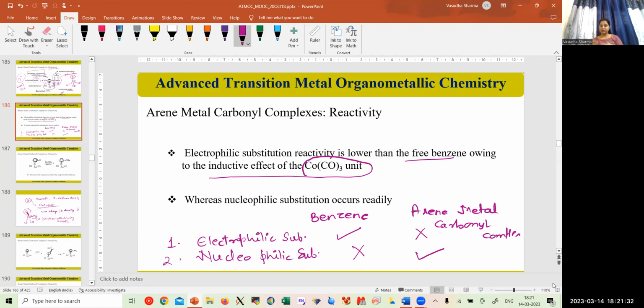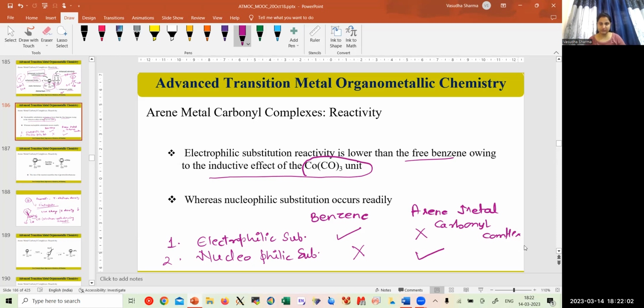Because of this cobalt moiety, which has the carbonyl, the electron density around that area is decreasing. Therefore, the electrophilic substitution reactivity is low, whereas nucleophilic substitution occurs readily. So the concept is very simple. If one moiety is prone towards electrophilic substitution, it can't go for nucleophilic substitution at the same time, because if it has less electron density, it will prefer to have a nucleophilic attack. If it has more electron density, it will attack on the electrophile.